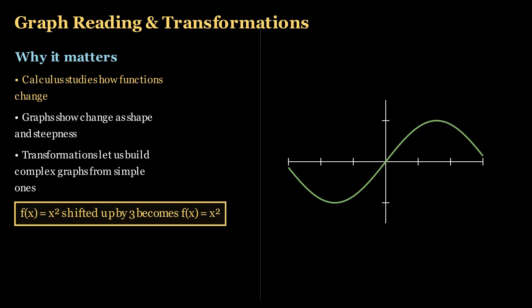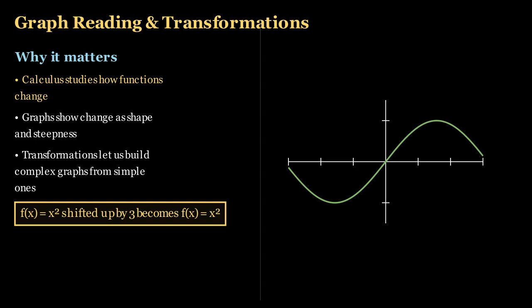Think of the graph as a set of points where the y-coordinate is exactly f of x. If we make a new function g of x equals f of x plus k, then for every x, the output is k units higher. So every point on the graph moves straight up by k. That is a vertical shift.